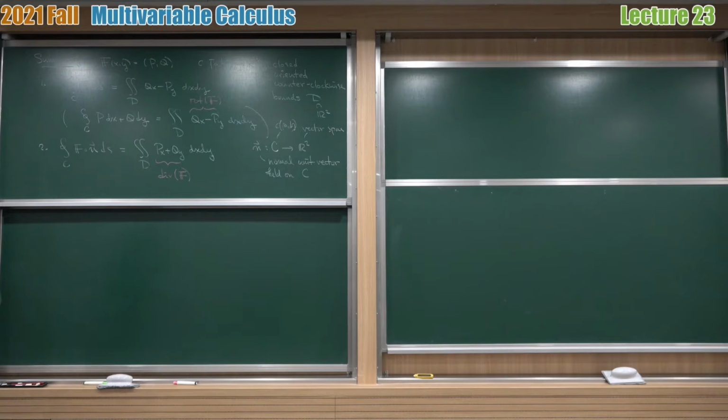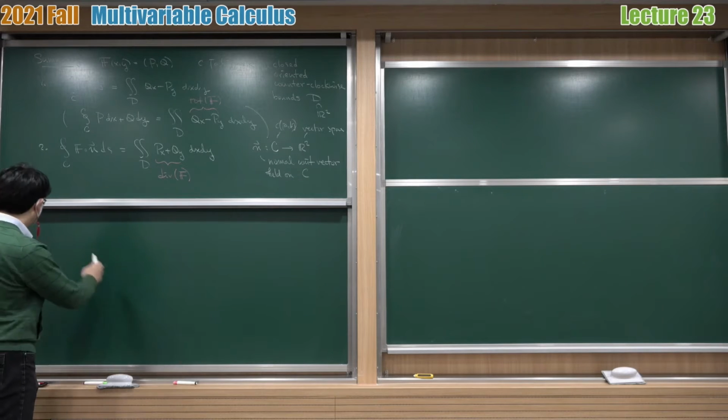Okay. Professor, yes. I think it is reasonable to add the precondition that the vector field F is a function of class C1. It's a function of what? I mean, it is reasonable to add the precondition that P and Q are of class C1. Yes. Right.